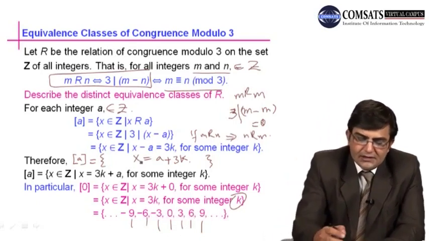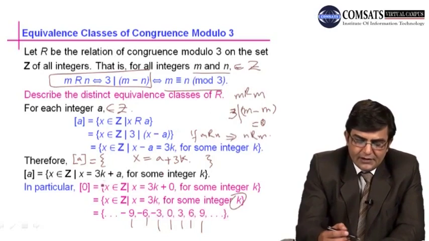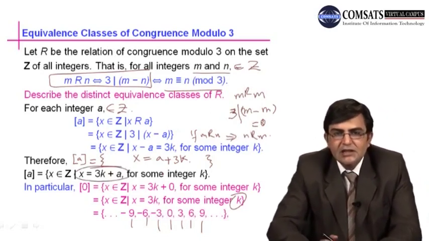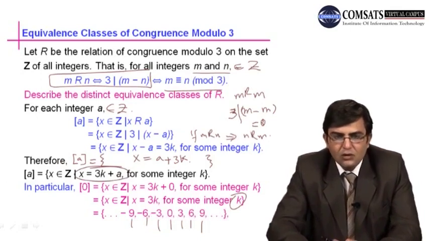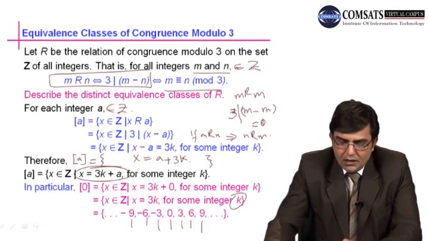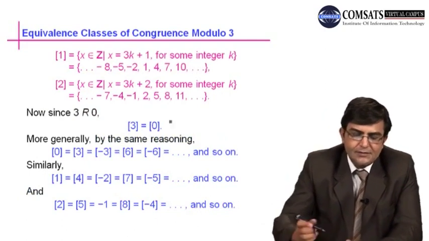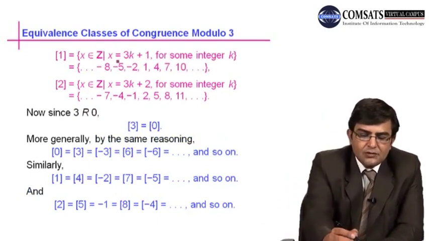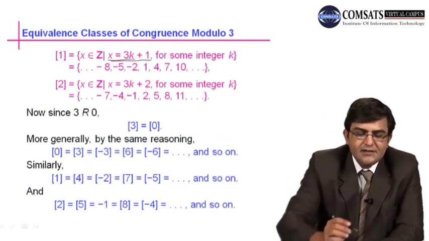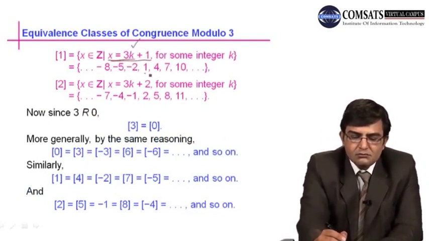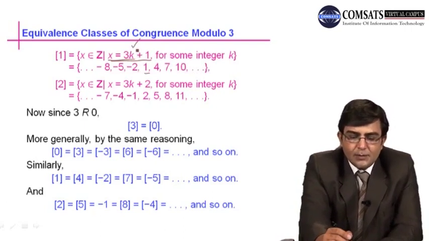By using this relation, we can find the equivalence classes of all the integers 0, 1, 2 and so on. Now the equivalence class of 1 is basically all those x which satisfy this relation. If we choose k to be 0, we get 1. If we choose k to be plus 1, this is 3 plus 1, that is 4.